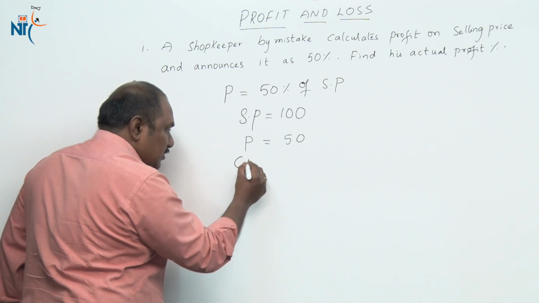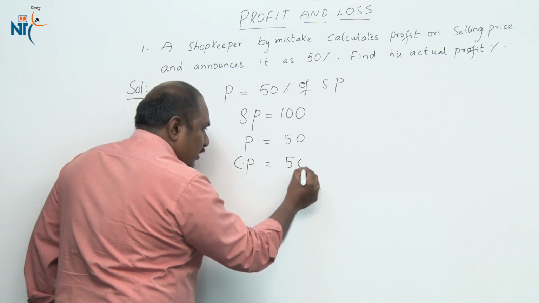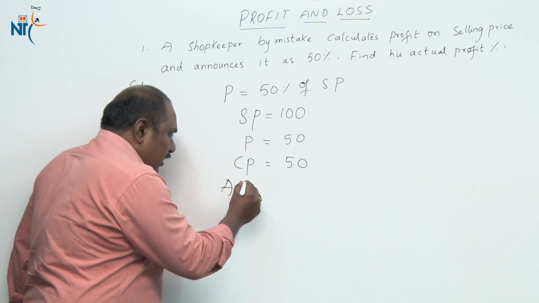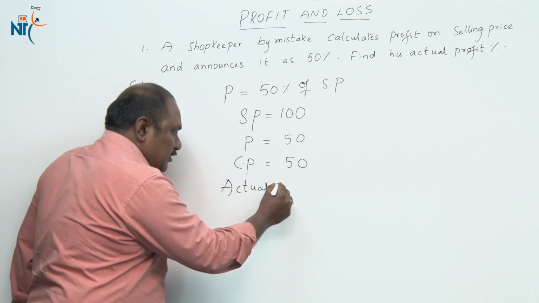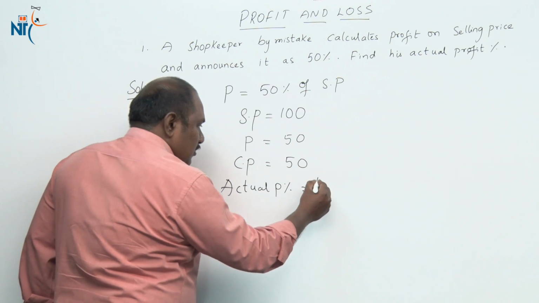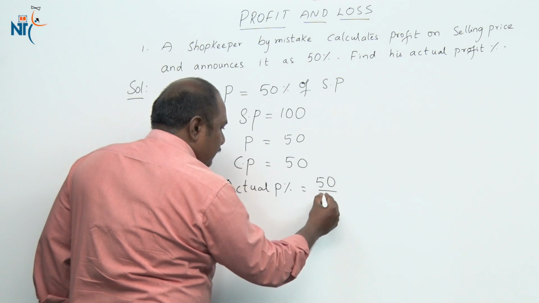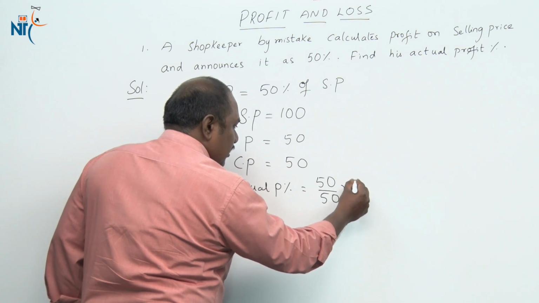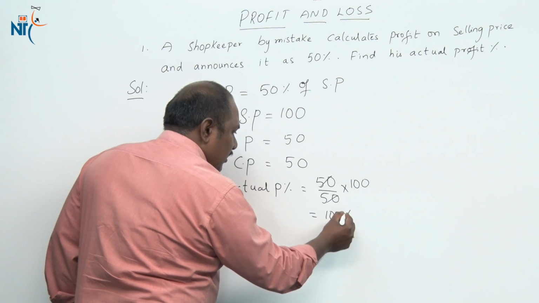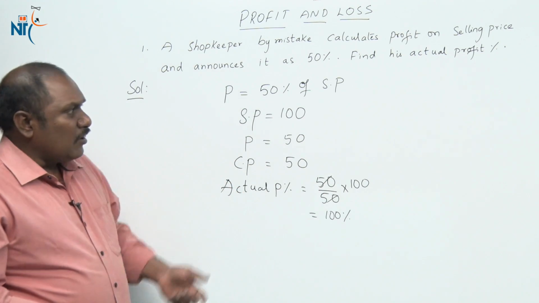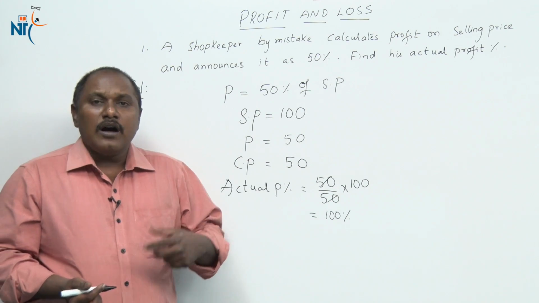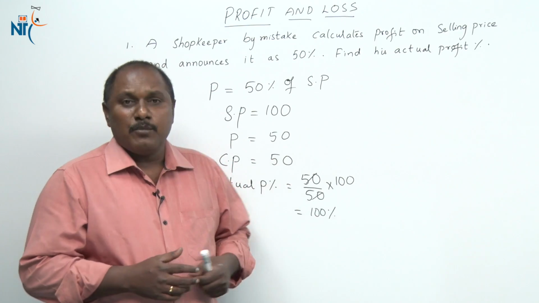So what is the cost price? Obviously it should be 50. So now let us try to find out what is his actual profit percentage. Profit should always be calculated on cost price. So 50 by 50 into 100. So his actual profit percentage would be 100%. So this is how we can answer this type of question in a simple way. Now let us look into the next problem in the same model.